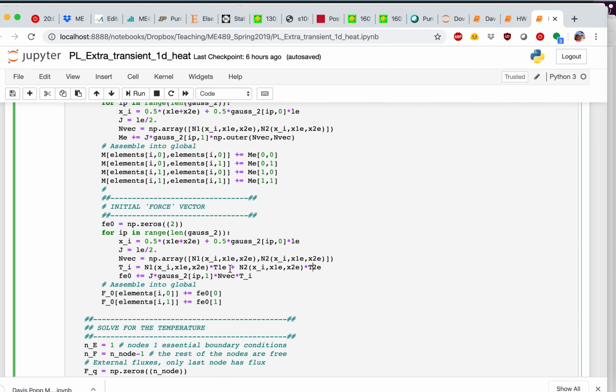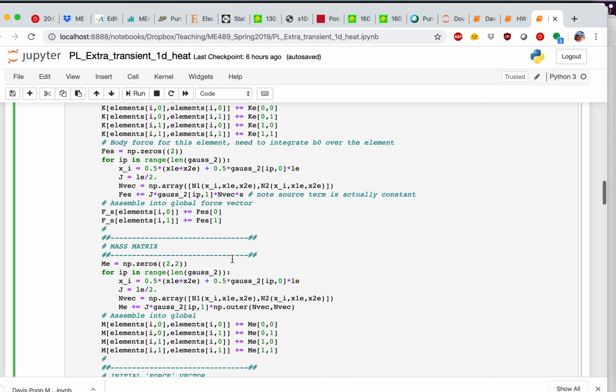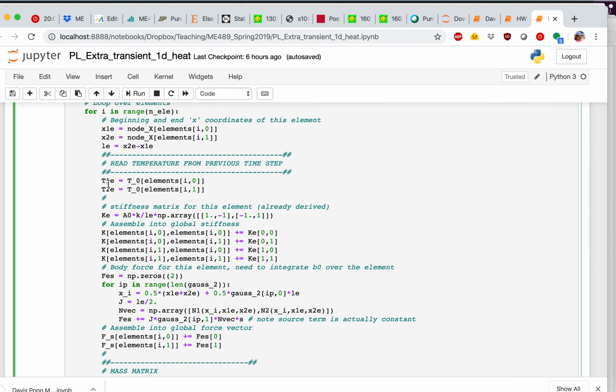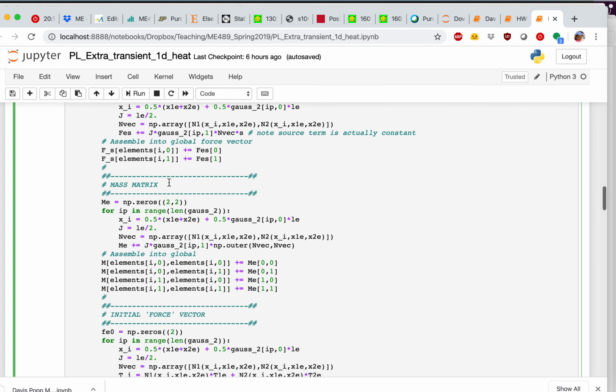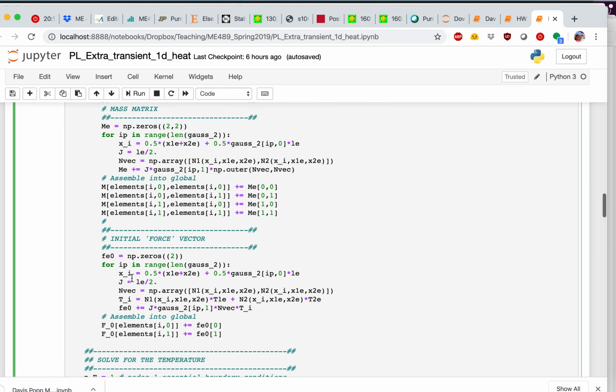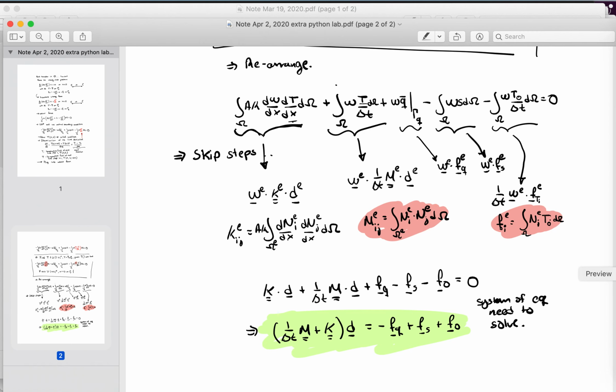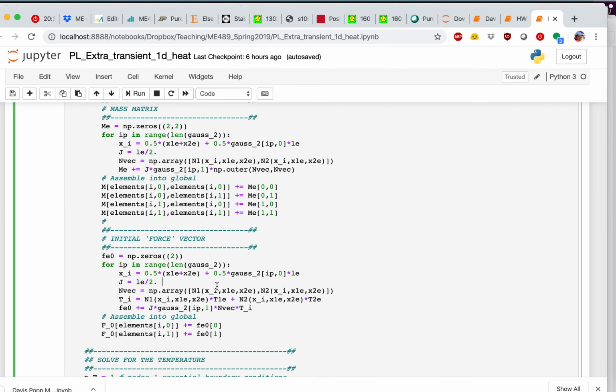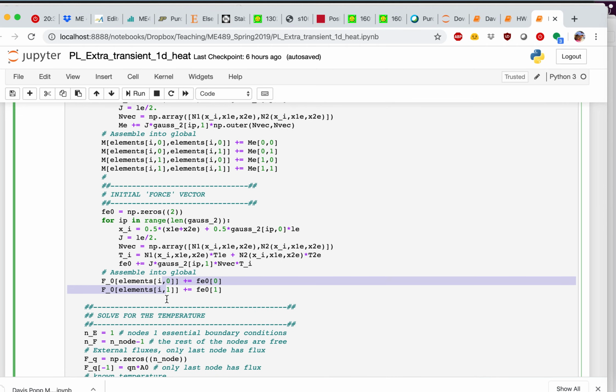And again, recall that T1e and T2e are basically the values of the temperature at the nodes from the previous time step. So I'm reading the previous time step temperatures, then I'm interpolating them, right? And then I'm integrating shape function times the temperature at the previous time step. Hopefully this makes sense. This is basically this guy right here. And then assemble. And that's it.